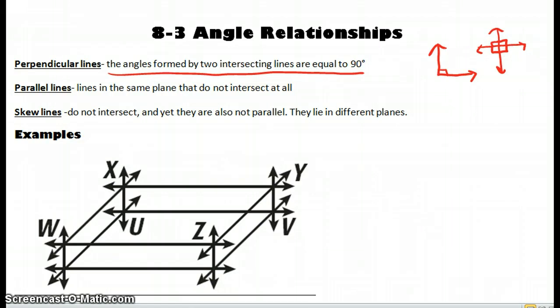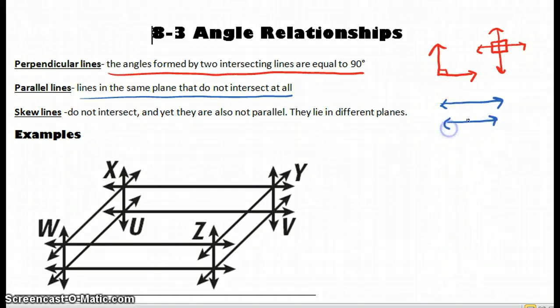Our next word is parallel lines, lines in the same plane that do not intersect at all. And we're all familiar with parallel lines. They continue on in both directions, never touching. There's another pair that can go vertically as well as horizontally.